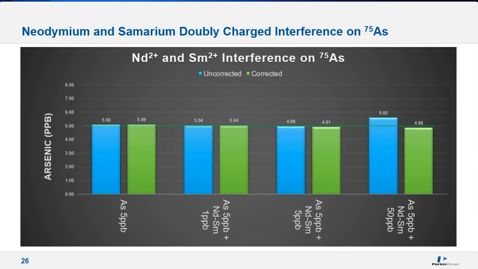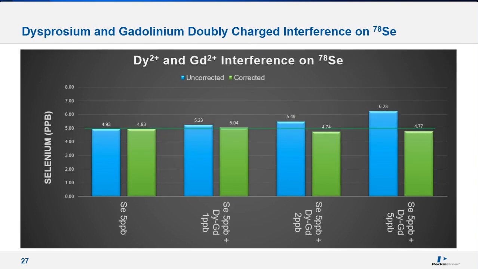So here's the same bar chart of corrected and uncorrected dysprosium and gadolinium doubly charged on selenium mass 78 specifically. As you can see, there's a little more influence from dysprosium and gadolinium on selenium than with arsenic and zinc, so it is a little bit more of a potential issue. But note, again, for all the samples I tested, the selenium concentrations were lower than 5 parts per billion in the digestate, and so no significant interference. In addition, gadolinium has relatively larger interference than the other doubly charged interferences have, with a factor of about 1.4.